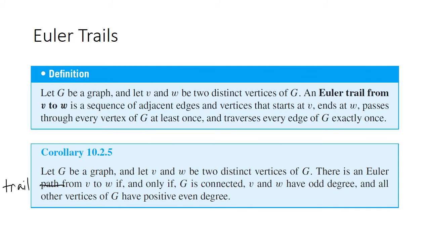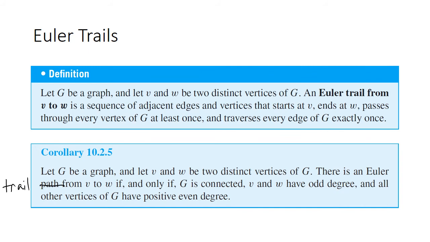Okay, so now let's talk about Euler trails. So Euler trails are very similar to Euler circuits, except they're trails. So let G be a graph, and let V and W be 2 distinct vertices of G. An Euler trail from V to W is a sequence of adjacent edges and vertices that starts at V, ends at W, passes through every vertex of G at least once, and traverses every edge of G exactly once. So basically they have the same properties as an Euler circuit. They visit all of the things in the graph, they visit all the edges once, and all the vertices at least once, but it's a trail rather than a circuit.